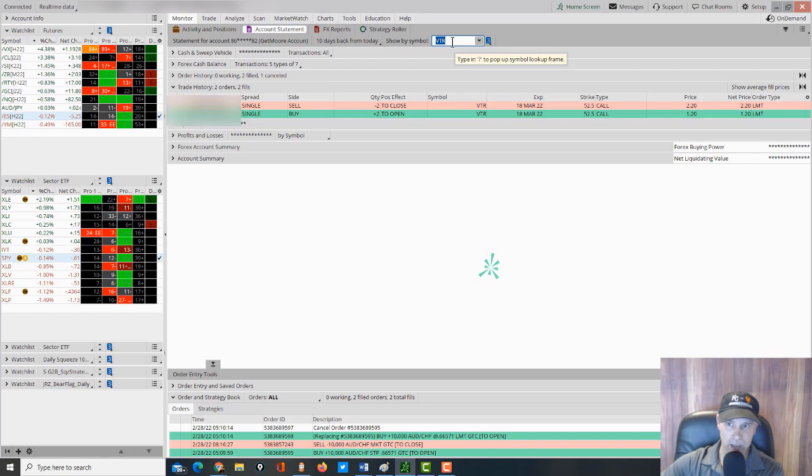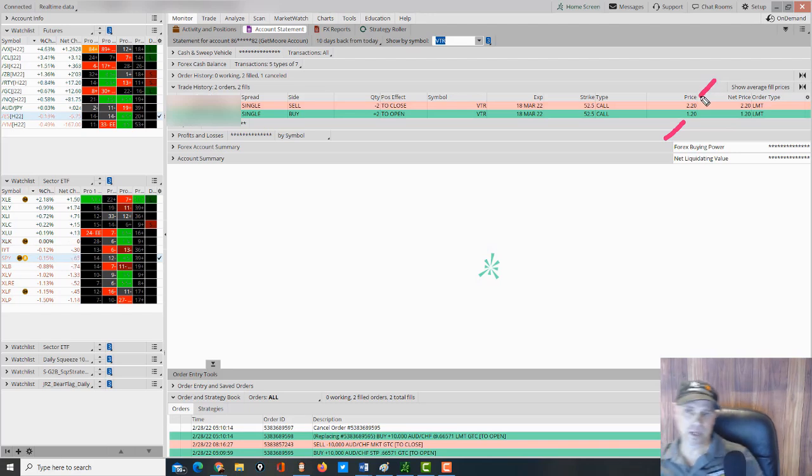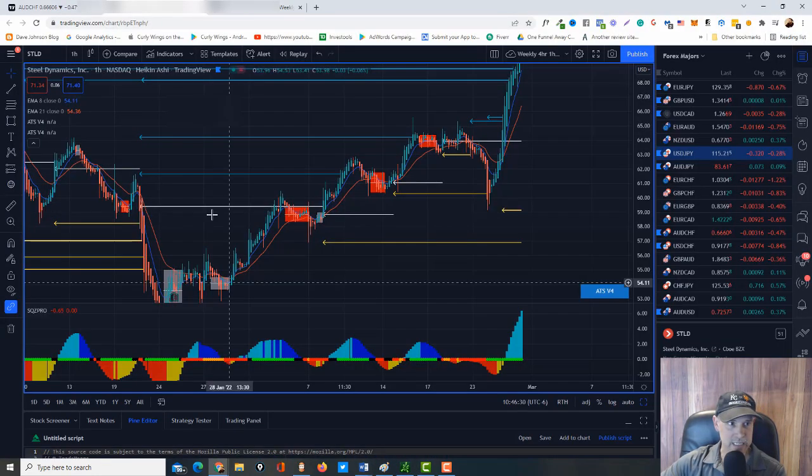VTR. Okay, and I'll show you the chart in a second, but VTR we took the same day. $1.20. Sold it for $2.20. So we get our calculator out. $2.20 minus $1.20. That was an 83% return. So 83% return, 188% return. So we go look at that chart, VTR.